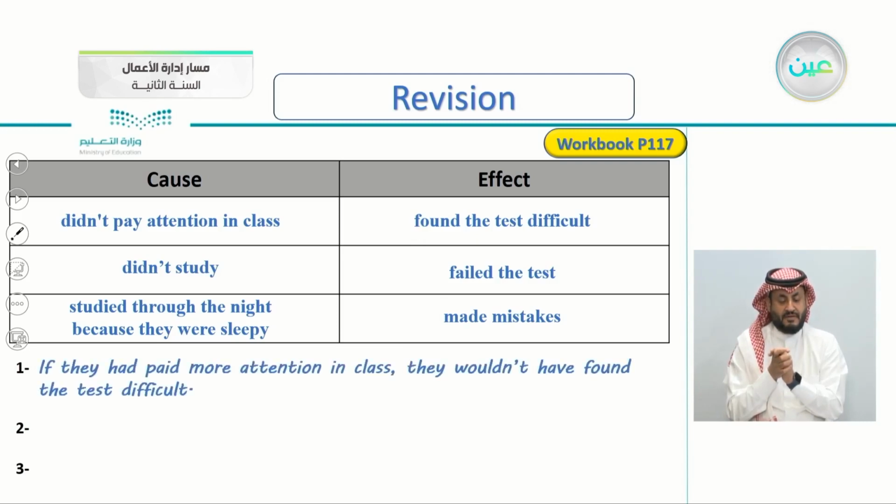For example, the first one: if they had paid more attention in class, they wouldn't have found the test difficult. This is hypothetical, of course. Did they pay attention in class? No, they didn't. So the effect here is that they found the test difficult. This is the if clause, of course, and this is the result clause.